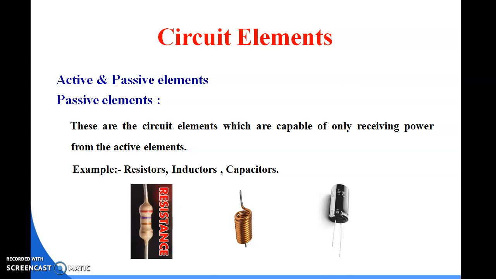As we discussed earlier, what is a resistor, what is an inductor and what is a capacitor. A resistor is a device which opposes the flow of current. Then an inductor is a device which opposes sudden change in current, like coils or chokes. And a capacitor is a device that stores electrical energy in an electric field. The unit of resistor is ohm, the unit of inductor is Henry, and the unit of capacitor is Farad. These are the examples of passive elements.